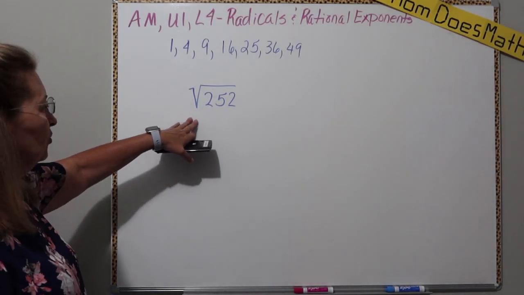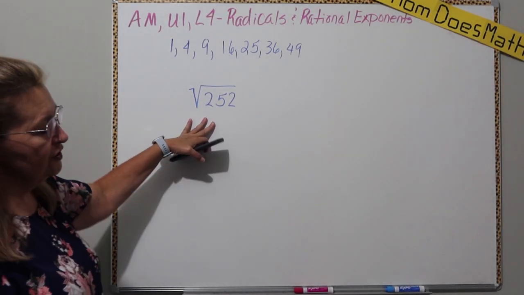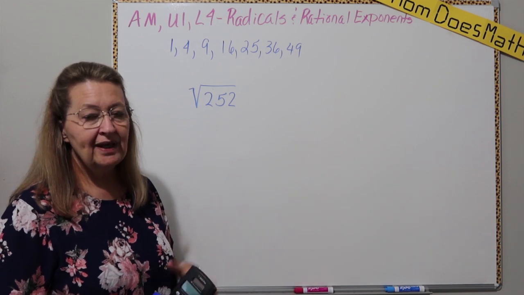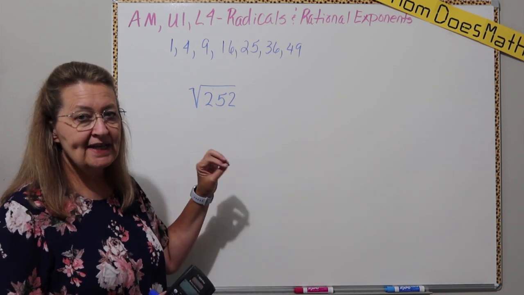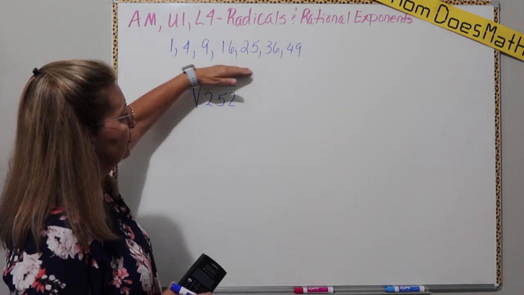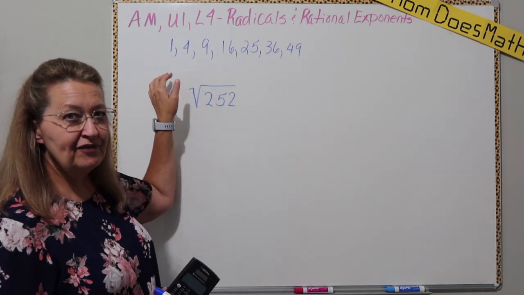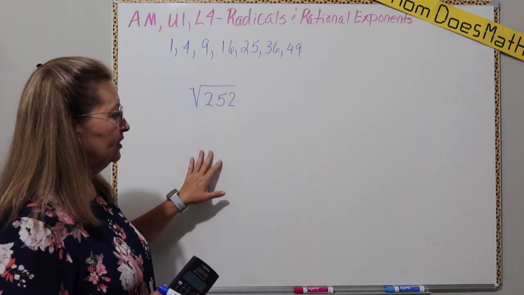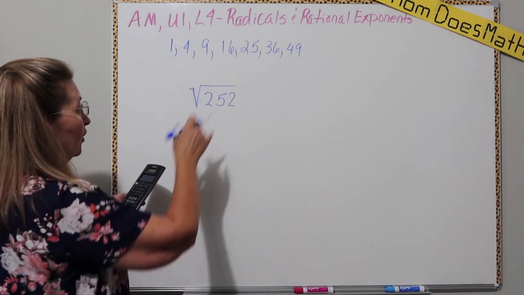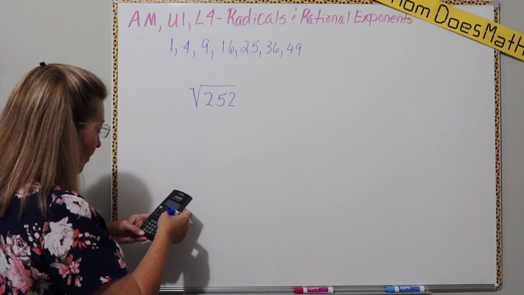Okay, let's look at example 1. Simplify the square root of 252. Now, a radical is not in simplest form if the radicand has a factor that's a perfect square. So what you have to do is check your numbers and see if any of these will go into 252. And you can just do that with a calculator. You can start down here and work your way up. You can start down there and work your way back.